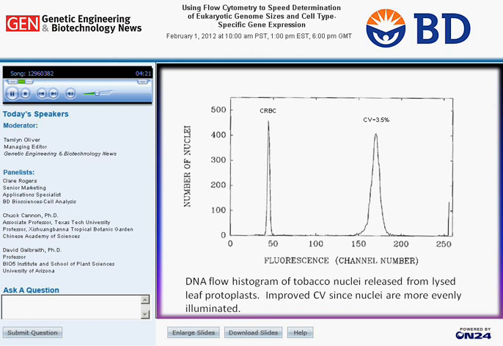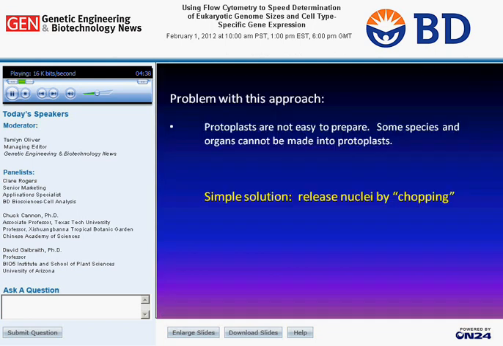So you might say, okay, we'll just make protoplasts from all plants, run them through the flow cytometer, and measure them after breaking open the protoplasts to measure the DNA contents. The problem with this, as you'll see in the next slide, is that protoplasts are not really particularly easy to prepare. In fact, some species and organs cannot be made into protoplasts. We confronted that problem, thought about how to solve it, and then realized that it would be very easy simply to release the nuclei from the intact plant rather than making protoplasts.